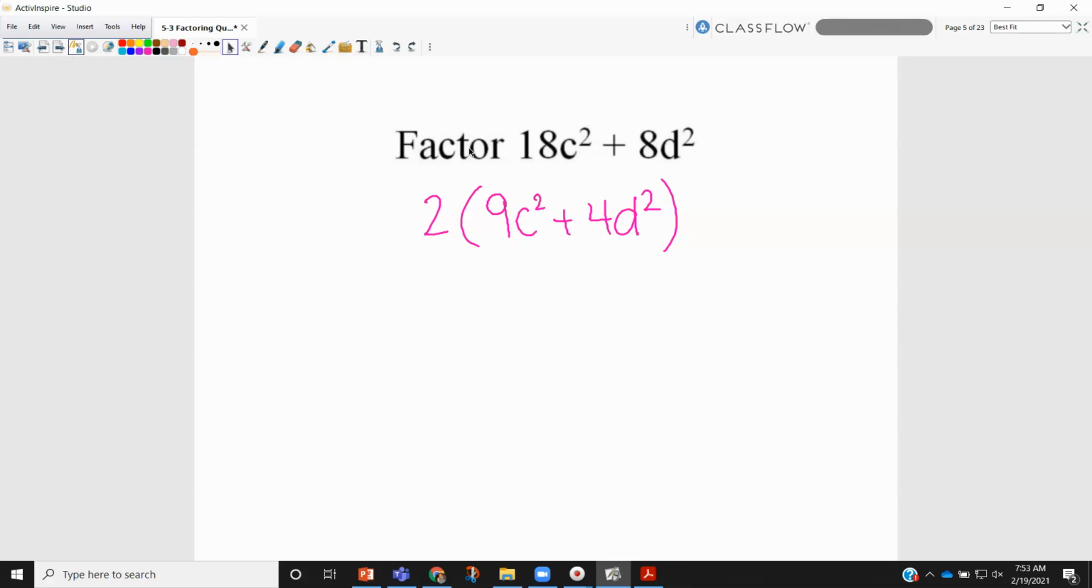And then here we have 18c squared plus 8d squared. Now, this is a case where you have a sum of squares. So 9 and 4 are perfect squares, c squared and d squared are perfect squares, but we are adding them together. Added sums of squares do not factor like a difference of squares. If that was a minus, we could simplify this, but because that's a plus sign, we cannot.